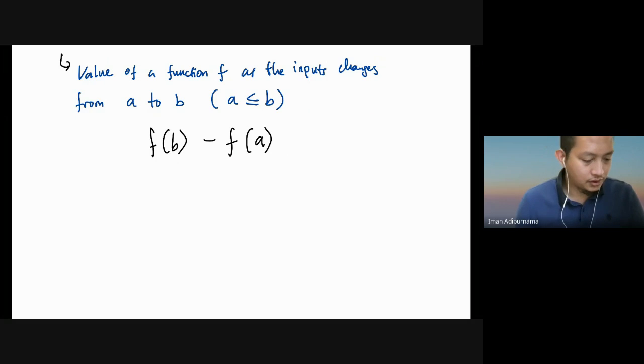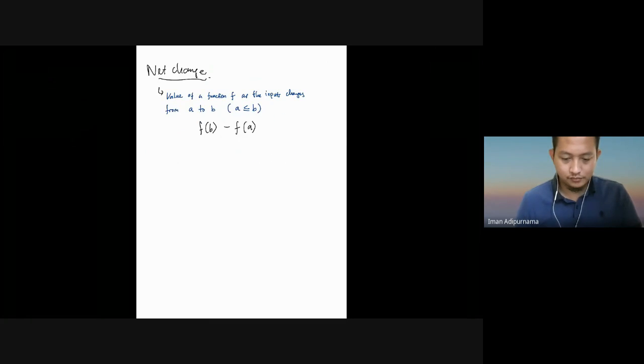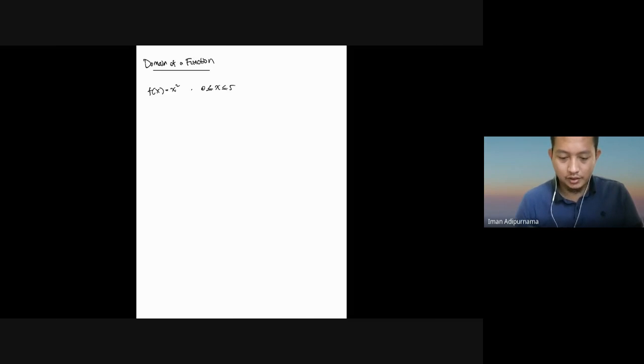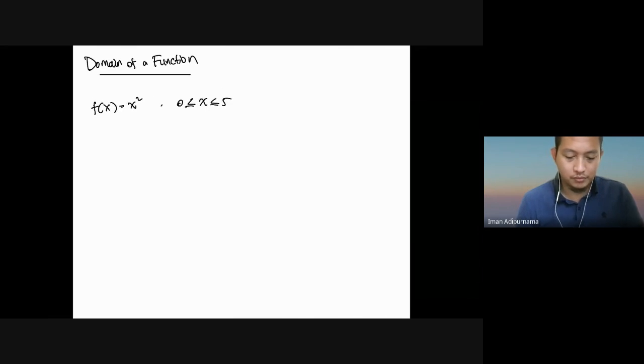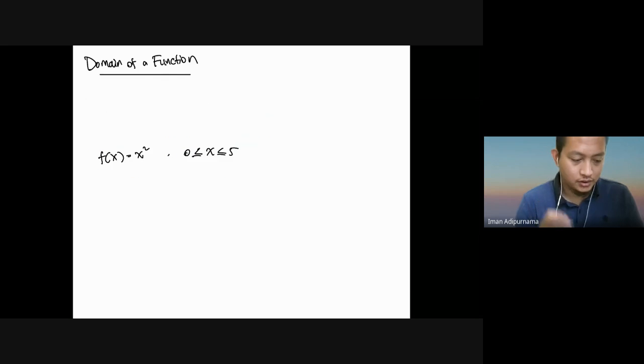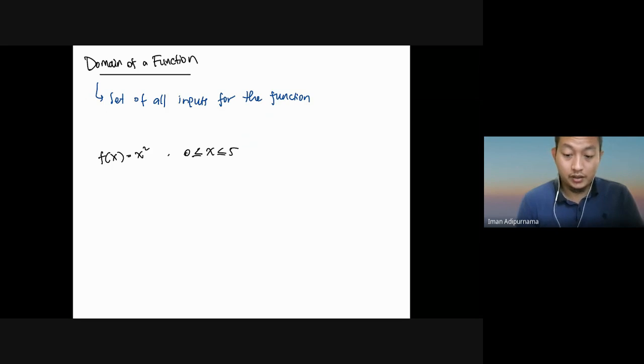All right, which I already prepared here. Let me move to the next page for the domain of the function. So let me write, the domain is the set of all inputs for the function.